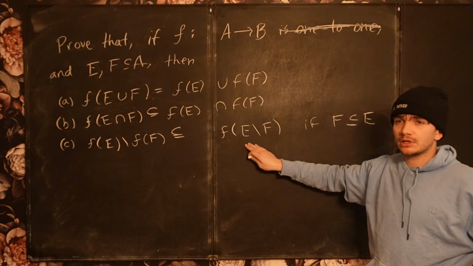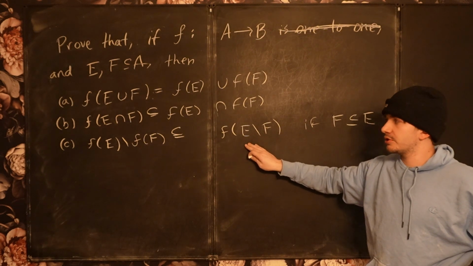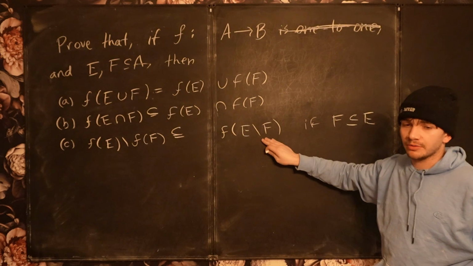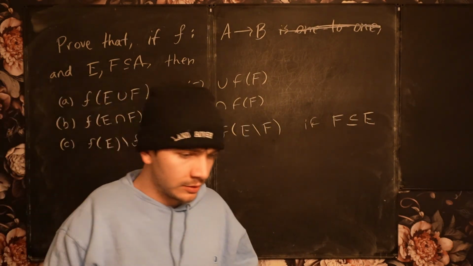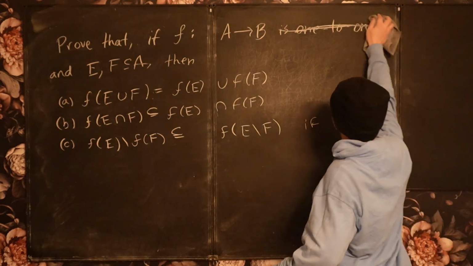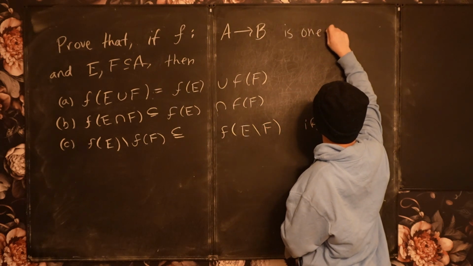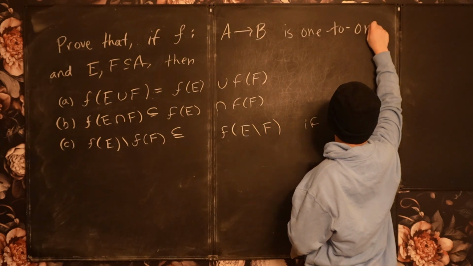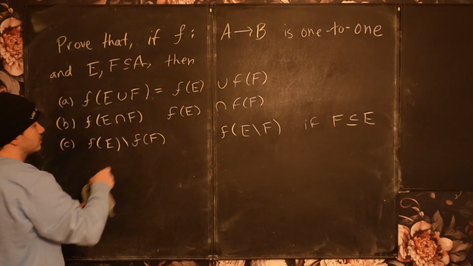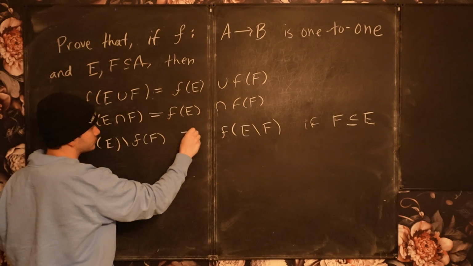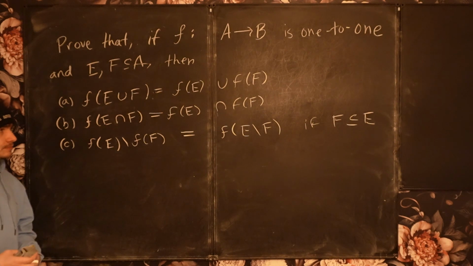Now, if you are unclear about the notation here, the definitions, please refer to the previous video where we proved this theorem. In this case, we are adding the assumption that f is 1-to-1, and with this added assumption, we gain full equality in the last two parts of the theorem.